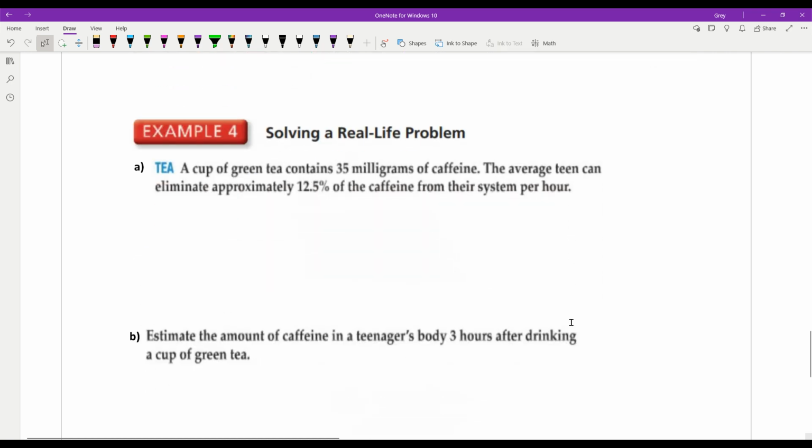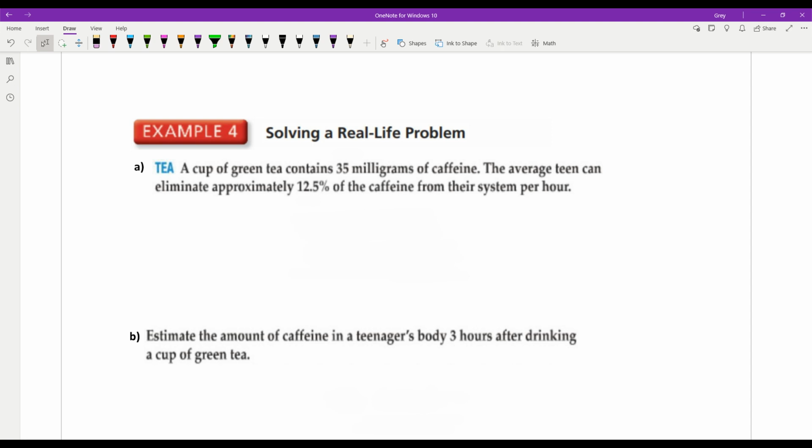All right, look at this one, example 4. This is the last example. We should do these two. A cup of green tea contains 35 milligrams of caffeine. The average teen can eliminate approximately 12.5% of caffeine from their system per hour. Somewhere, I forgot to give you, you're supposed to write a model for that problem.